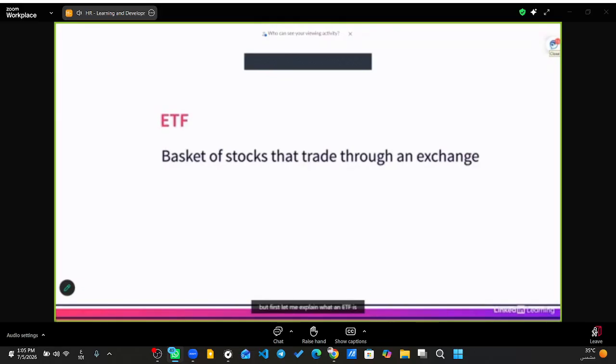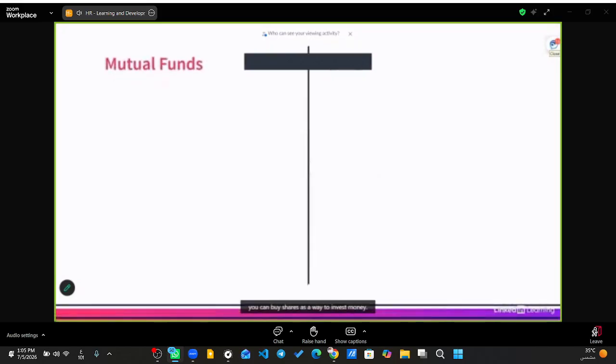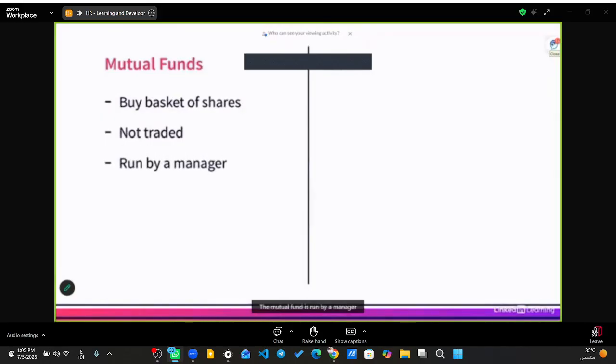But first, let me explain what an ETF is versus a mutual fund and how the two differ, because many people often have this question. With mutual funds, you can buy shares as a way to invest money. Those shares are not traded on an exchange. The mutual fund is run by a manager who picks specific stocks to invest in. Also, a mutual fund tries to beat or outperform the market. The ETF is not there to beat the market. It is there to track some part of that market.